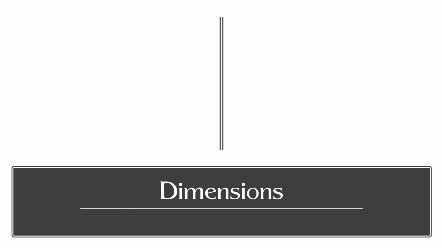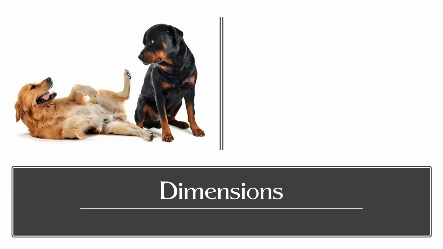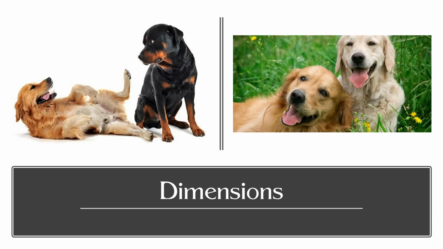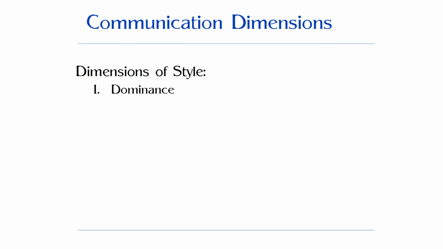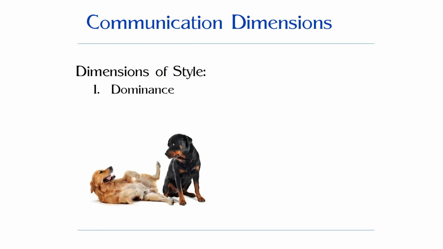So let's break it down. Let's take a look at dimensions, communication dimensions. If you look at these two pictures, you can have an understanding of what we're trying to get at. When it comes to communication dimensions, there are two of them: dominance and sociability.